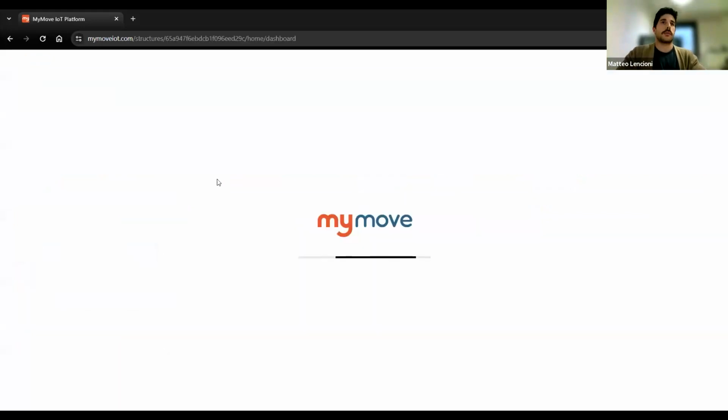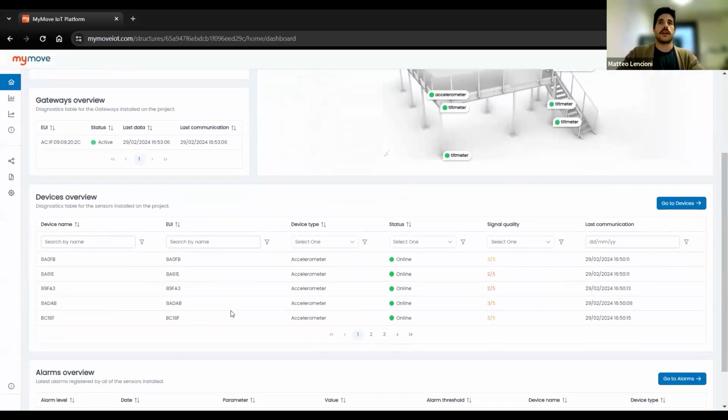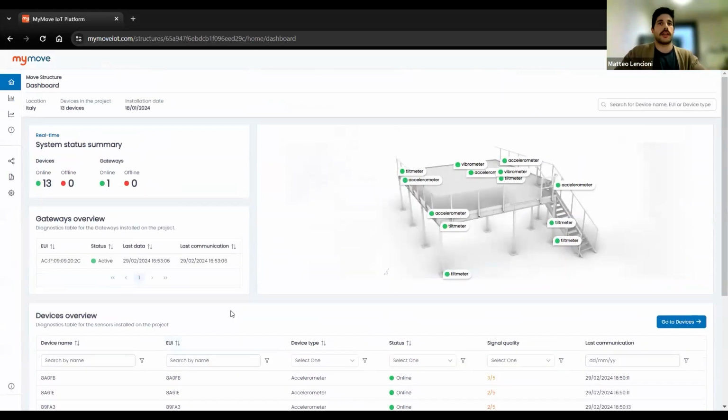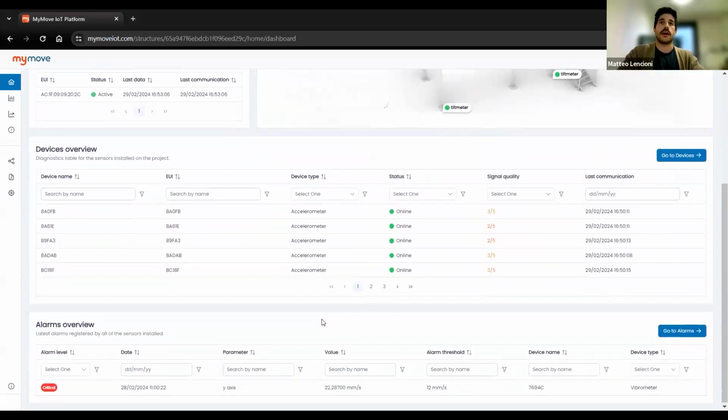And then as you access the project, you are in a dashboard. A dashboard is a page that gives you an overview of that specific project, showing the status of the sensors, showing whether or not the sensors are online and communicating properly with the gateway, and also providing some information on the last alerts that were triggered.